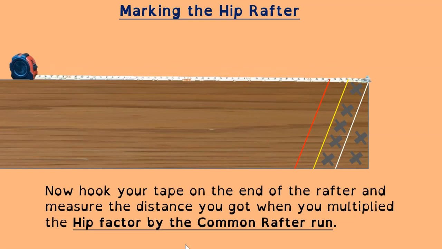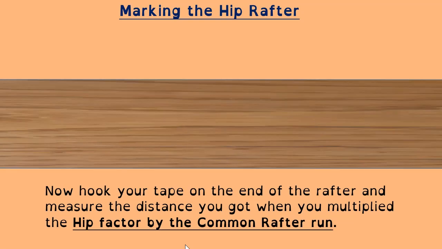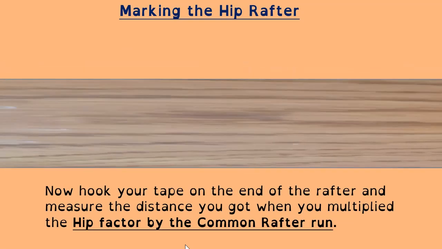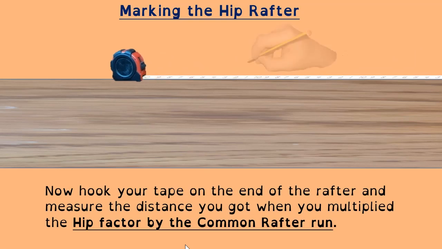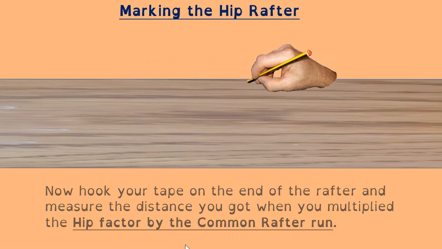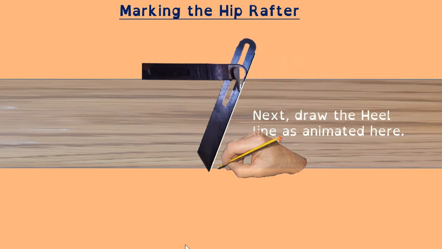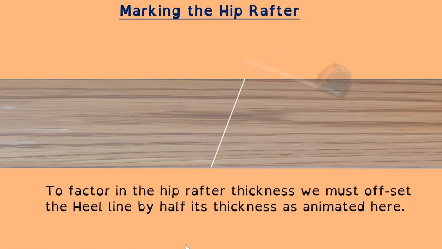So now we're going to hook our tape on, now that we've multiplied the hip factor by the common rafter run, and we will arrive down here to where we shall be marking the bird's mouth for the hip rafter. And again, it's the same angle that we set our bevel to on top, so it's still the same as the plumb cut down here. So our heel line and the plumb line are the same angle, so we don't have to change the bevel or anything like that.